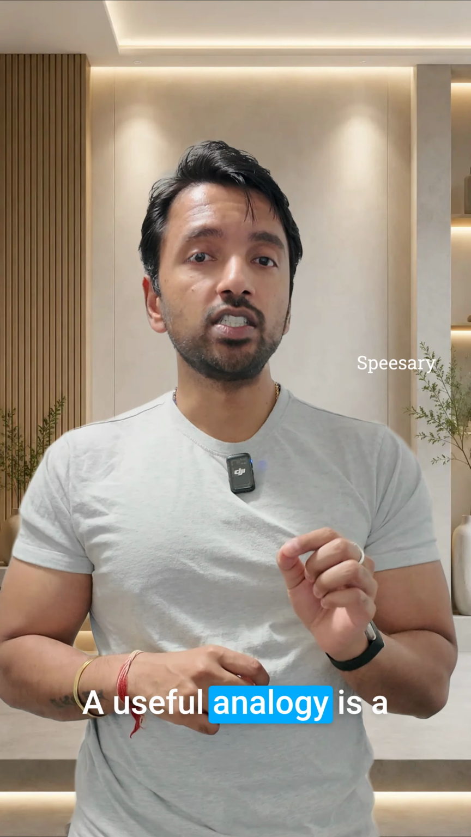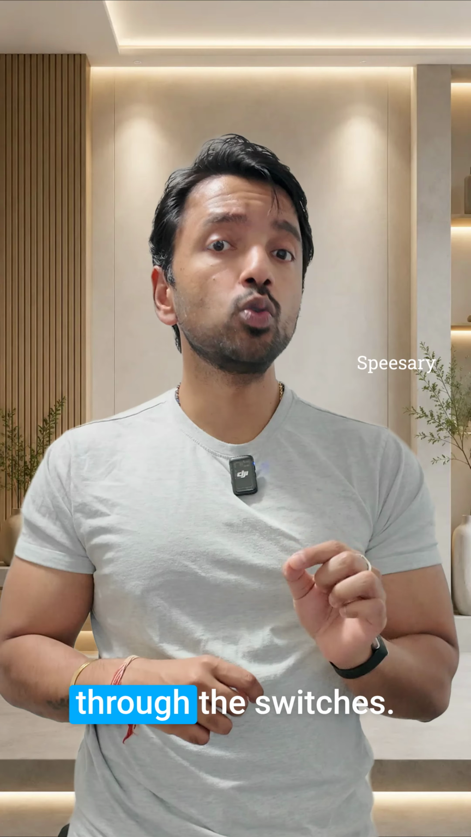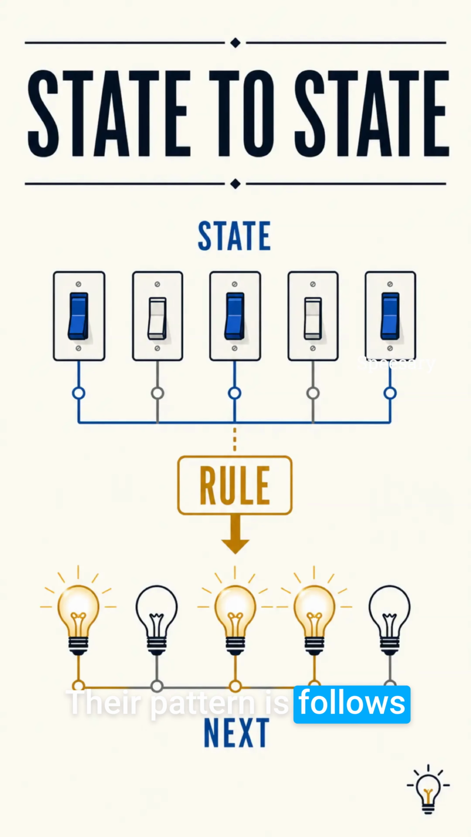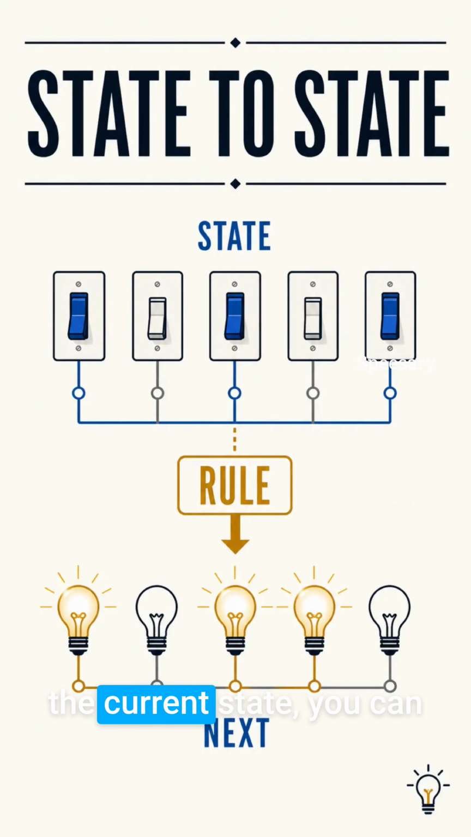A useful analogy is a row of lamps wired through switches. The lamps are not thinking by magic. Their pattern follows wiring rules. And McCulloch and Pitts make the same point with neurons. If you know the net and the current state, you can compute the next state. Here, the rules also stay visible.